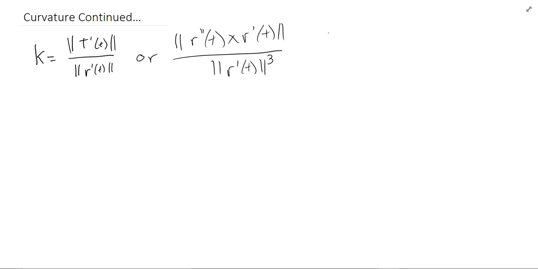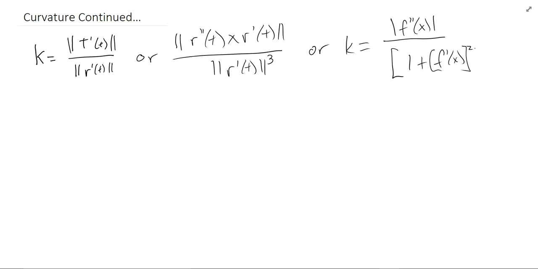And if you actually have a function, if you've got y equals f of x, you can find your curvature by taking the absolute value of f double prime of x. Now we're into absolute values because we're just talking about regular old functions again. It's the absolute value, not the magnitude. Well, the absolute value is magnitude in 2 dimensions. That's divided by 1 plus f prime of x squared, and that whole thing raised to the 3/2 power. It's kind of a messy formula, but it works. It gives us the answer. So that's the good thing there.